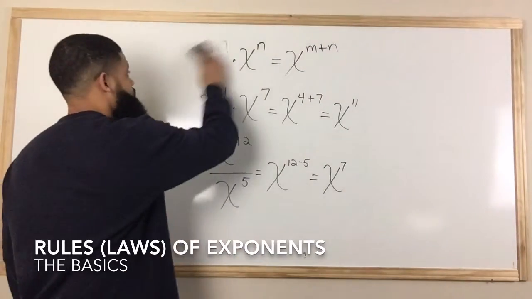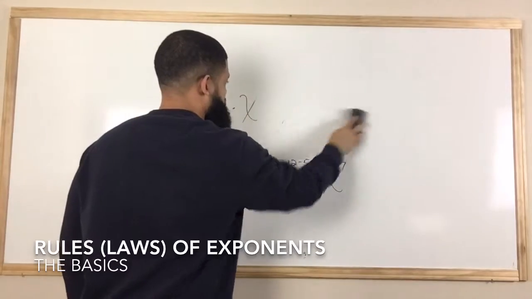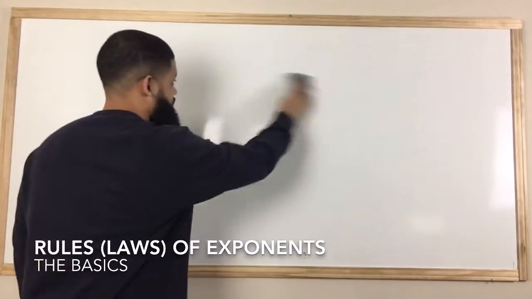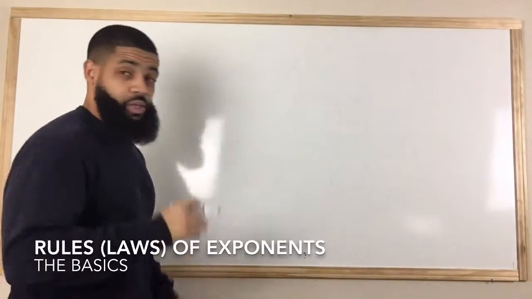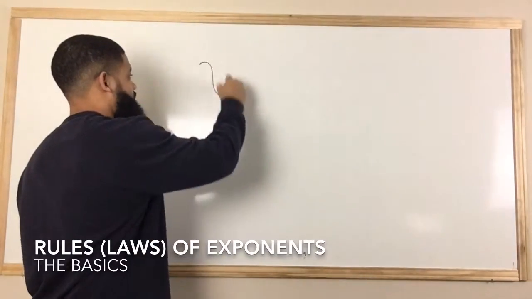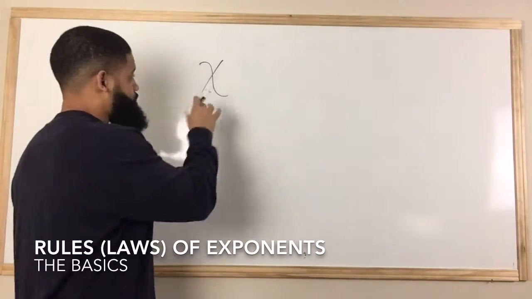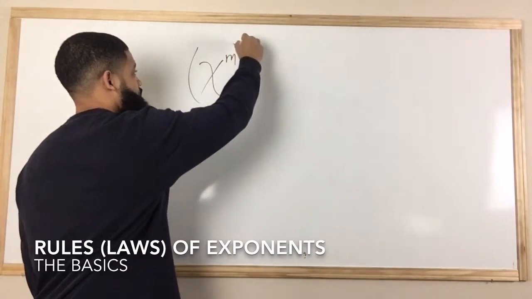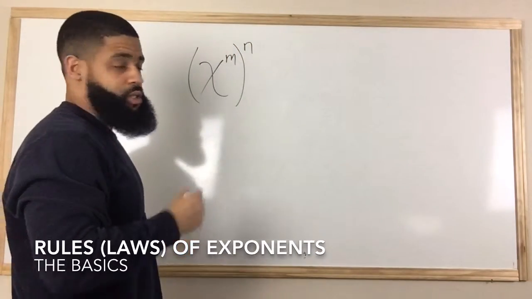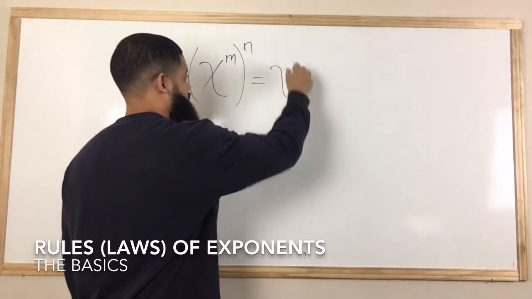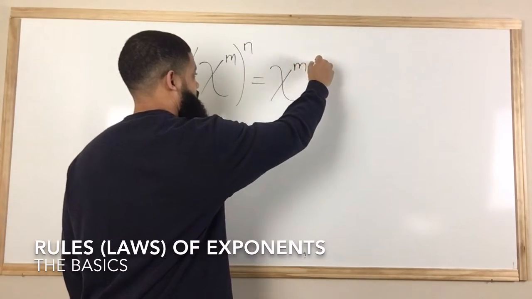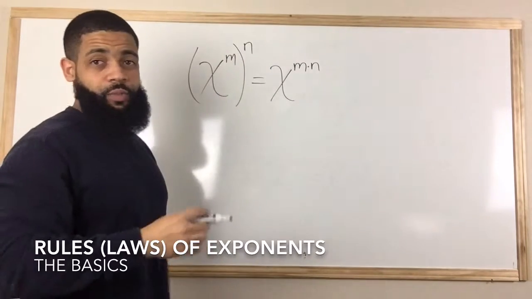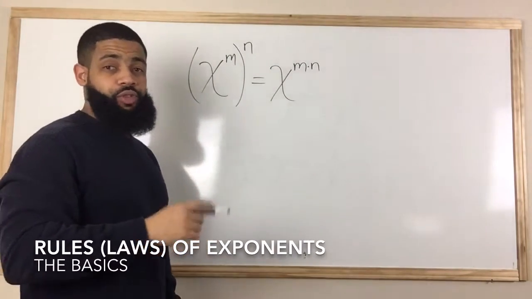The next rule that we'll talk about is the power rule. So the power rule tells us that if I have some exponent or some base taken to an exponent, and then that term is taken to another exponent, then I'm simply going to have x to the m times n power. Okay, so if I have a power taken to another power, then I simply multiply those 2 exponents.